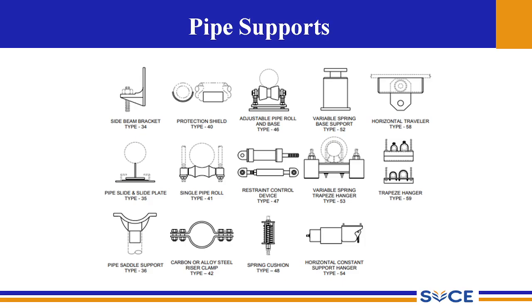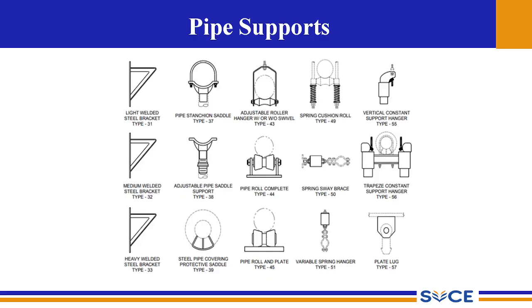Next type of support is a type 43. So type 43 is the adjustable roller hanger with or without a swivel. It's a device used for supporting horizontal piping from a single rod, and it allows for vertical adjustment, and it consists of a roller to allow for axial movement with no frictional resistance. This type of adjustable roller hanger will allow for axial movement without any frictional resistance.